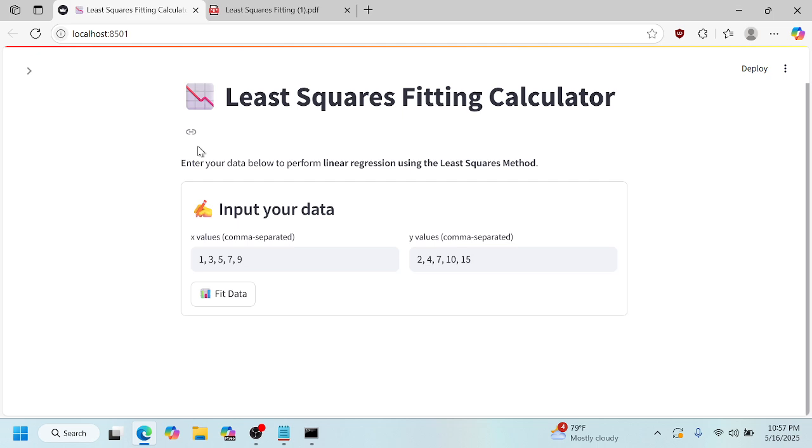That concludes my demo of the least squares fitting calculator. I have explained how it works, how the formulas are applied, and tested the functionality with multiple sample problems.